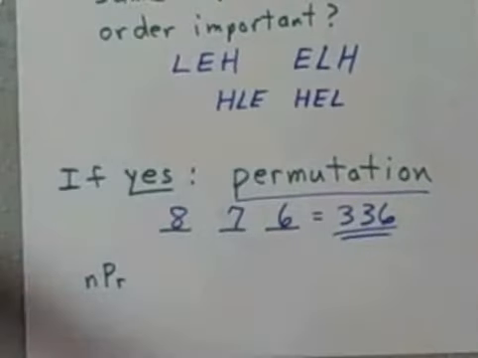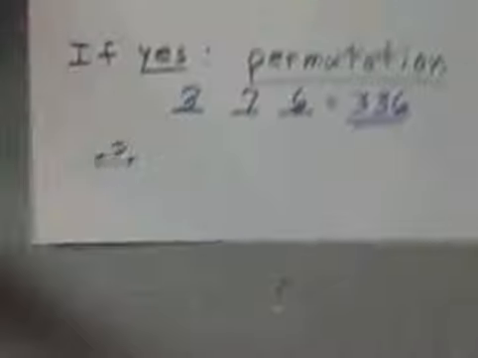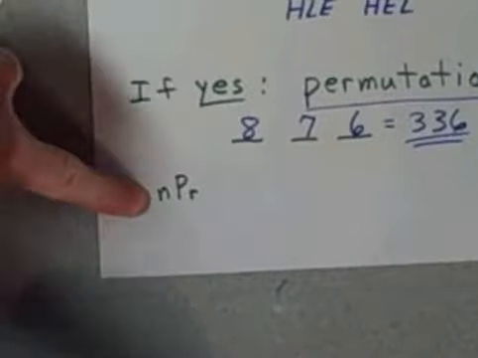Okay? Now, because permutations are so important, there is a special function on our calculator that allows us to go straight to the answer. So let me just take a second and show you that. The function is called NPR. Let me show you what that is on the calculator.